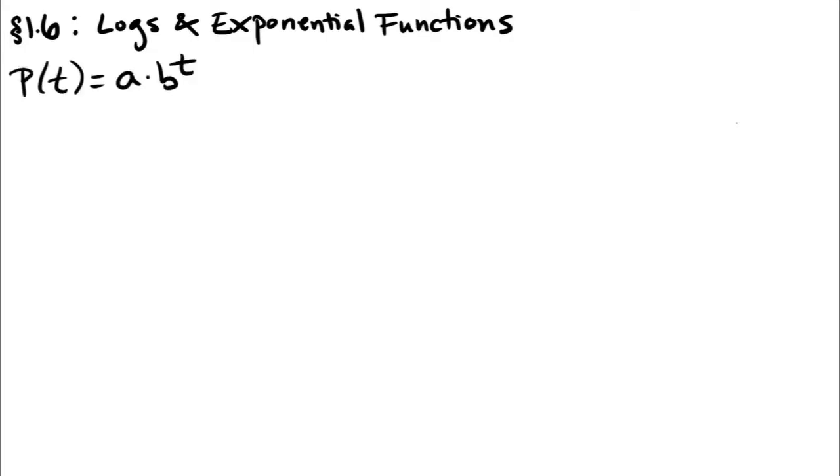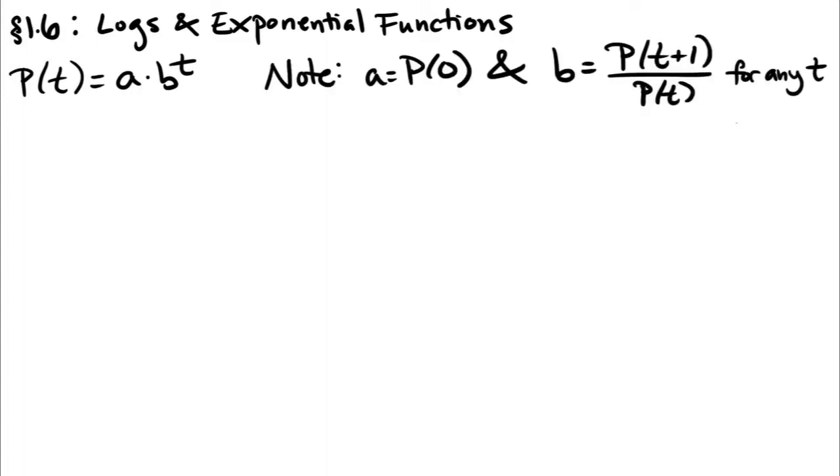Some population after t days is a times b to the t. Notice that here a represents the initial population, the population on day 0, and b is really a ratio. It's the ratio of the population between any 2 consecutive days. The fact that this ratio is the same no matter which 2 consecutive days you look at is what it means to be growing exponentially. Every day the population triples means that b would be 3.